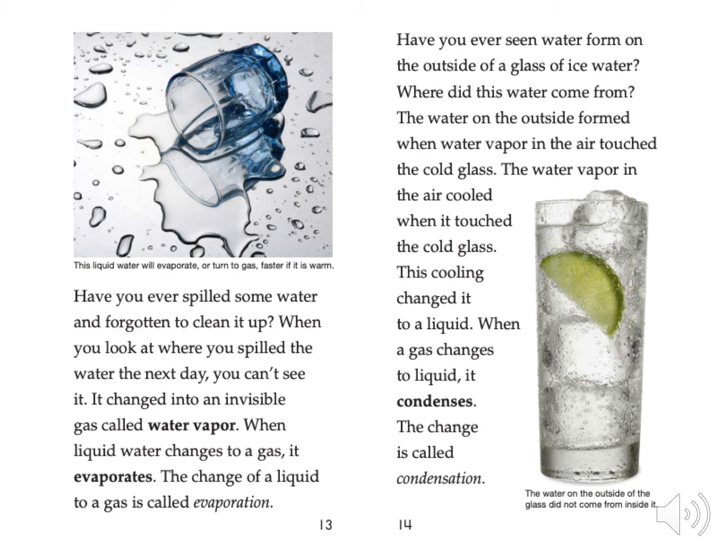Have you ever seen water on the outside of a glass of ice water? Where did this water come from? The water on the outside formed when water vapor in the air touched the cold glass. The water vapor in the air cooled when it touched the cold glass. This cooling changed it to a liquid. When a gas changes to a liquid, it condenses. The change is called condensation.